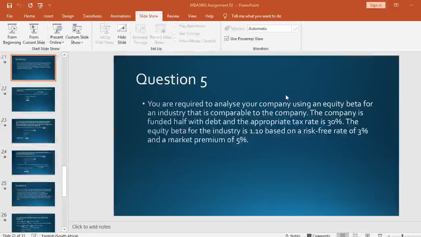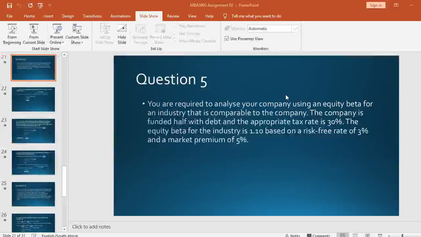Now, even if you got it wrong, don't despair, it's fine. This is what I want you to do: look at it, go through your own work and see where you might have missed it. Okay. All right, so our Ke equals the risk-free rate.